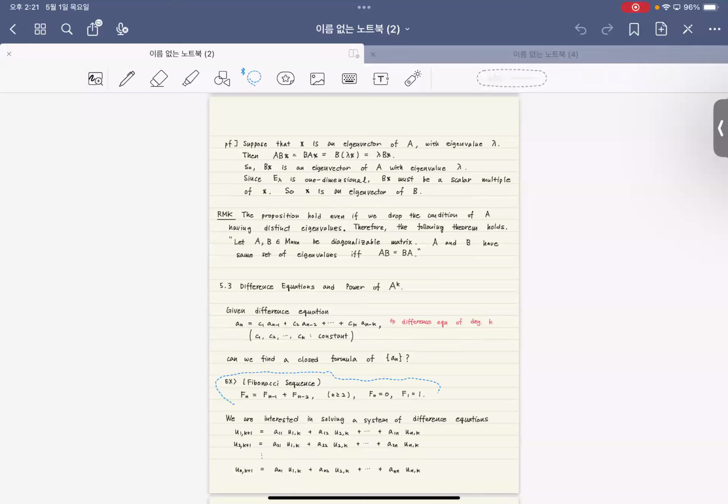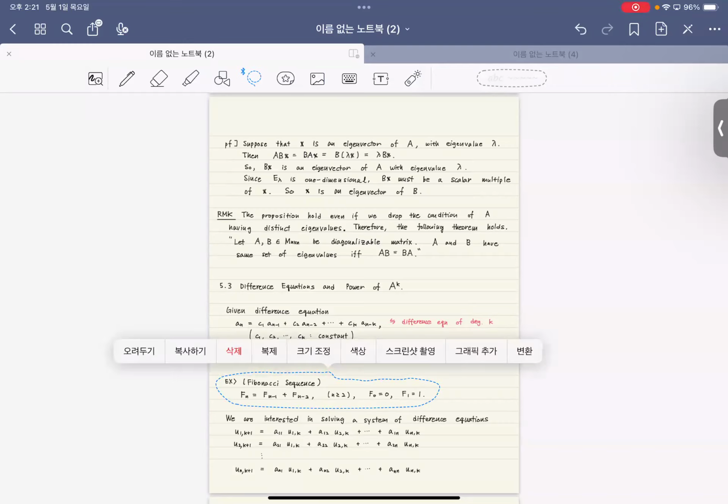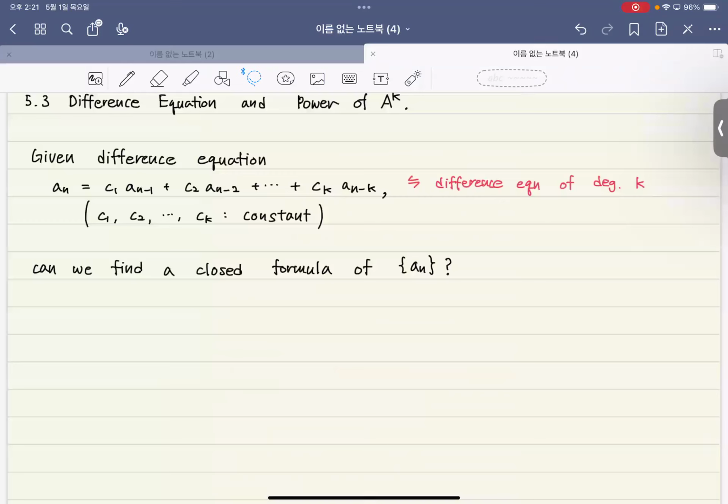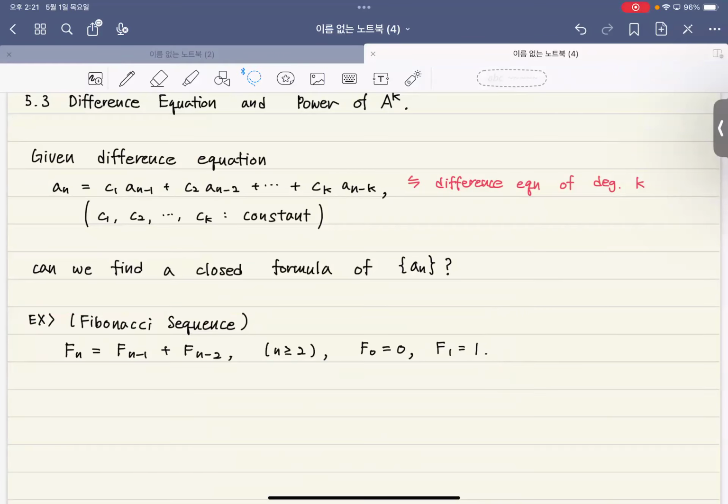Probably the most important example of a difference equation is the Fibonacci sequence. Have you ever heard about the Fibonacci sequence? F_n is the sum of F_{n-1} and F_{n-2}, and the initial conditions are F_0 equals 0 and F_1 equals 1. From this given information, you can actually determine F_n for any integer n. But can you find a closed formula for F_n?